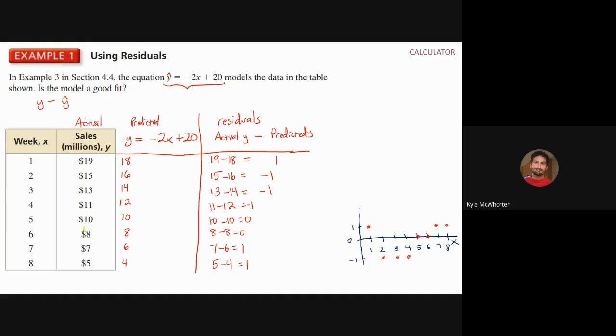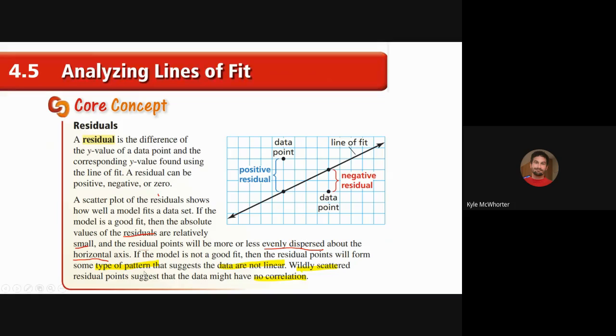Now, what we're looking for is to see if they're evenly dispersed around the horizontal axis. So we've got 3 above and 3 below, and we've got 2 right on it. So that looks pretty good. They're not super scattered all crazy, which would indicate that wildly scattered residual points suggest the data might have no correlation. We don't have that. If the model's not a good fit, they will form some type of pattern. Usually it's a U-shaped pattern that we look for to indicate it's not linear.